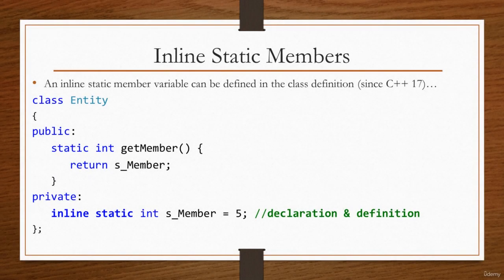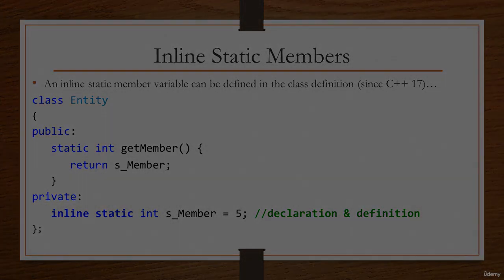Next we have inline static members. An inline static member variable can be defined in the class definition. This was introduced in C++17. In the private section you can see I have inline static int s_member for some static member, and I just define that to some value. I'm showing you both ways because you won't always see this. Especially in older code you might see what we've done previously, where it is declared in the body of the class but defined in file scope, so outside the body of the class.